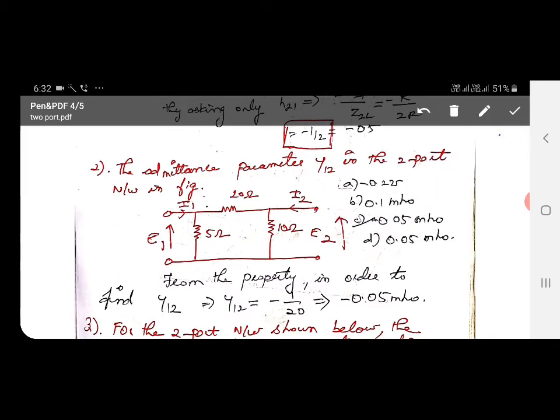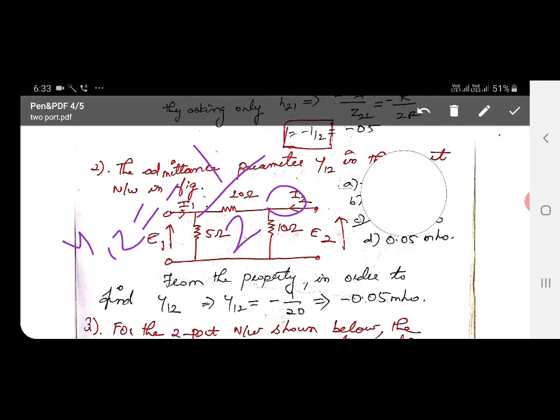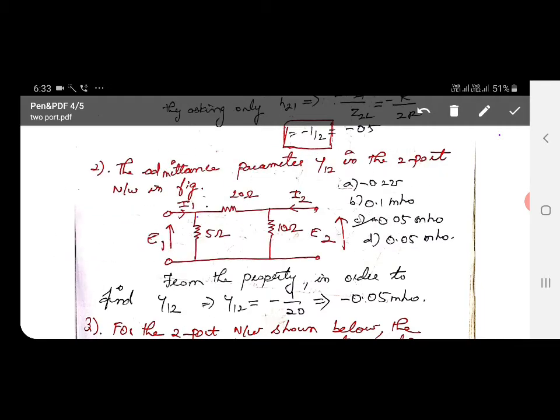So y12 is equal to minus of 1 divided by 20. Why do we apply minus? For y12 it will be a negative sign from the pi network. And 1 by 20, because here we need to determine only the mho values; we should determine the reciprocal, not the ohm values. So minus 1 by 20 is minus 0.05 mho. Option C is correct, which is 0.05 mho.